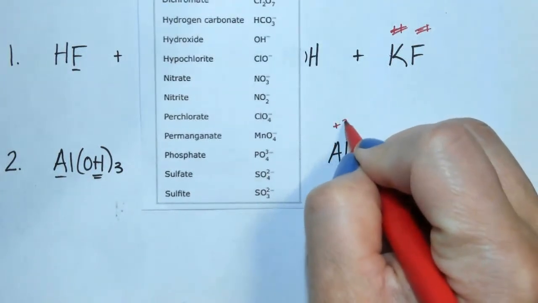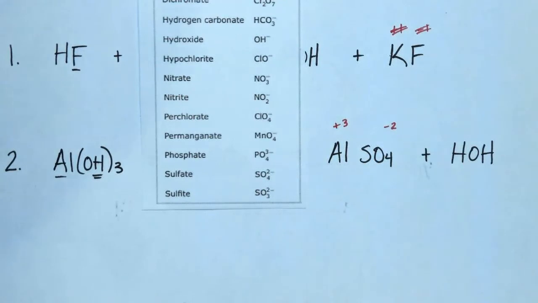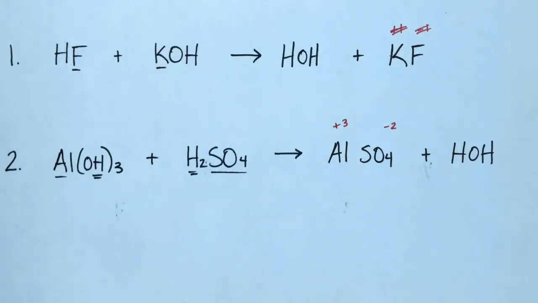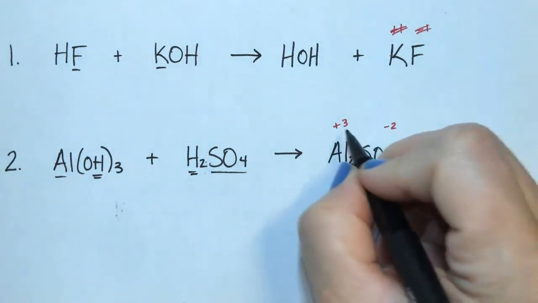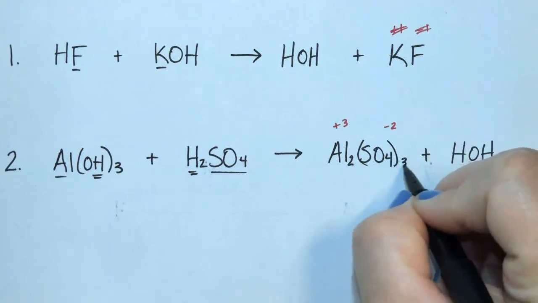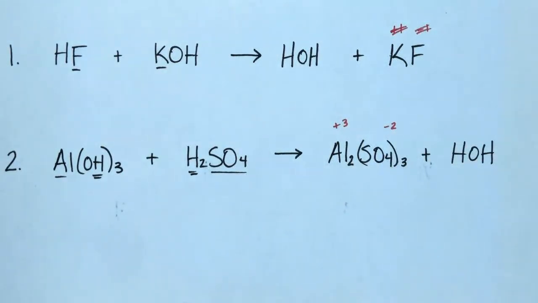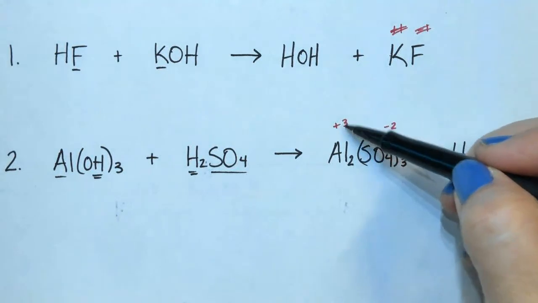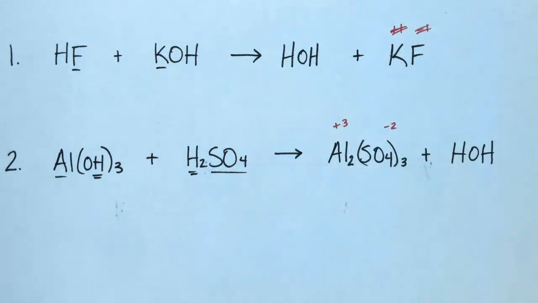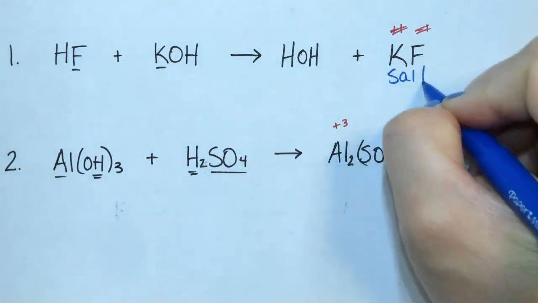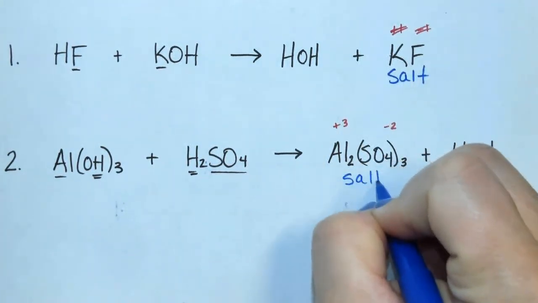So this is a +3, this is a -2, and now I have to balance the charges. Crisscross them, which means I need to have a 2 here, and that means I need a 3 down here. And of course, the point of crisscrossing is to balance the charges. 3 times 2 is an overall +6. 2 times 3 is an overall -6. And so finally, you might be asked to identify the salt in each. This would be your salt in number 1. This would be your salt in number 2.